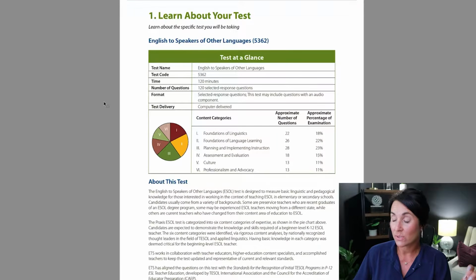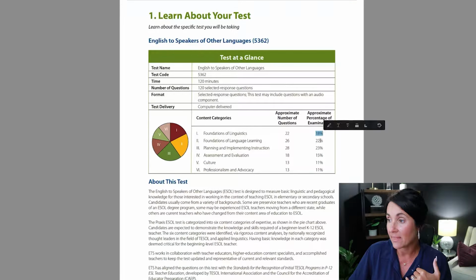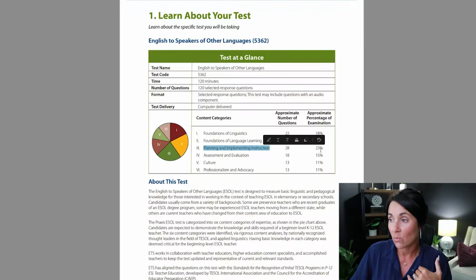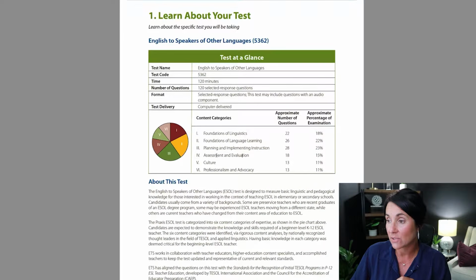Right here on page 5, you can see the overall blueprint. You can see that there are 6 content categories. The first is Foundations of Linguistics, right here. We have 18% of that. Then the bulk of the test comes from Foundations of Language Learning, Planning and Implementing Instruction. Right there is 55% of the overall exam. So that's going to be the bulk. And then we get down to Assessment and Evaluation, Culture, and then Professionalism and Advocacy.